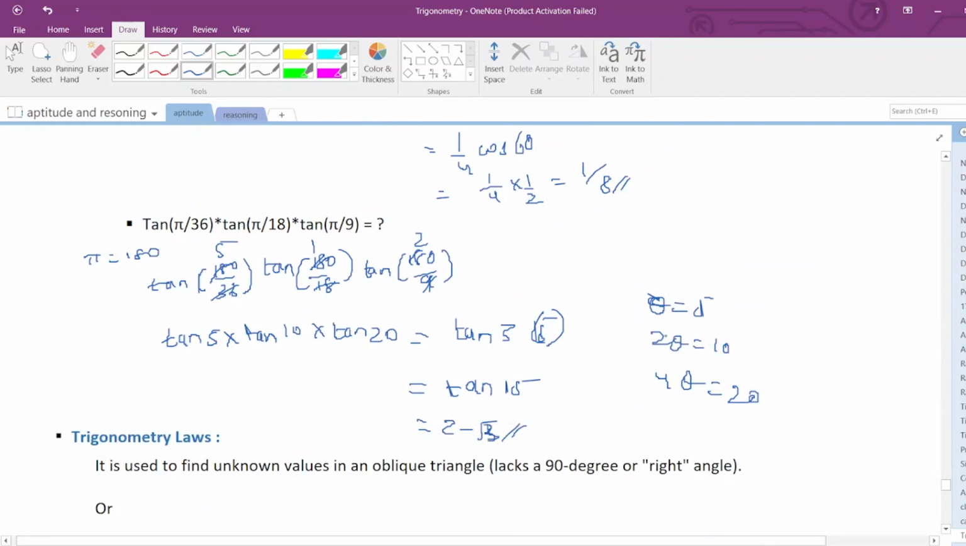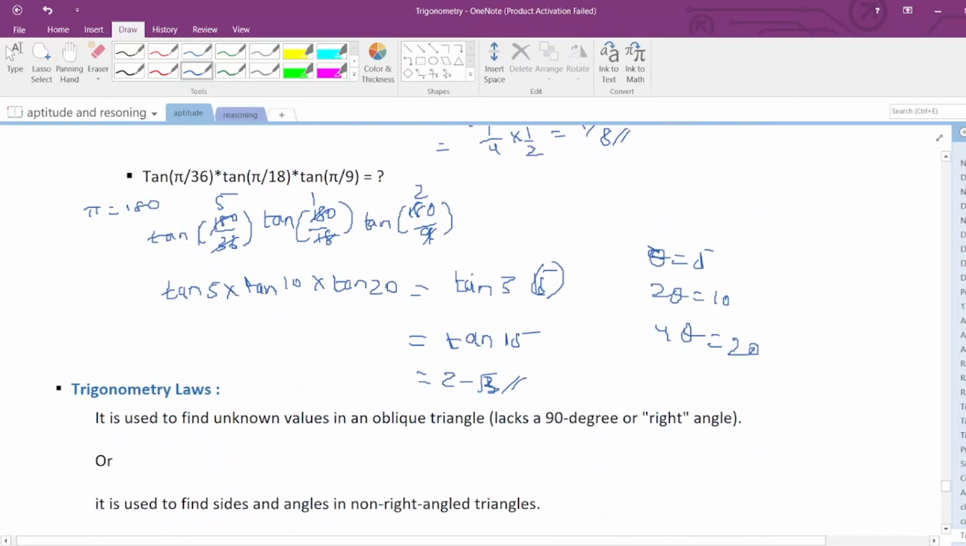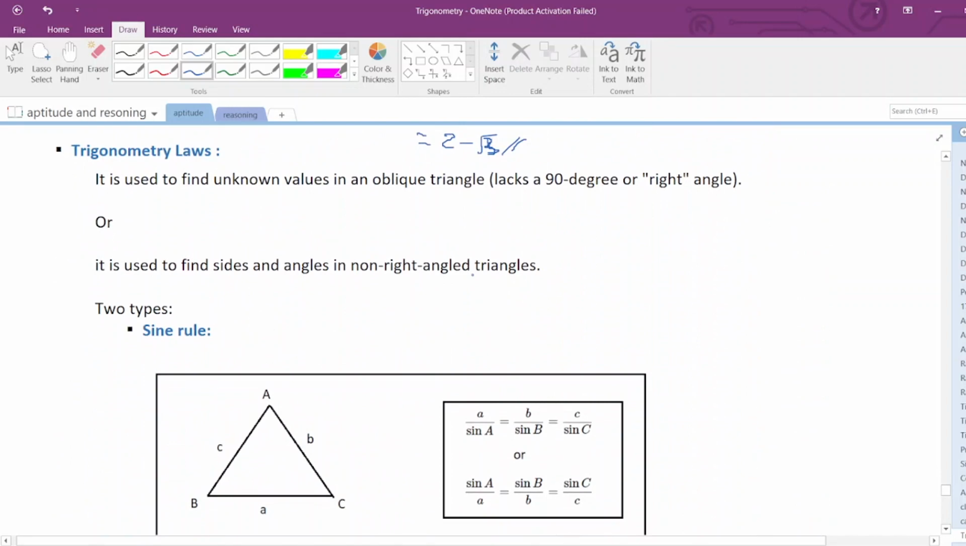Hope it's clear. So very important points, these three. Please remember all these things. These are the direct questions they can ask. Now I move to the trigonometry laws. So basically these laws will be used to find unknown values in the oblique triangle.